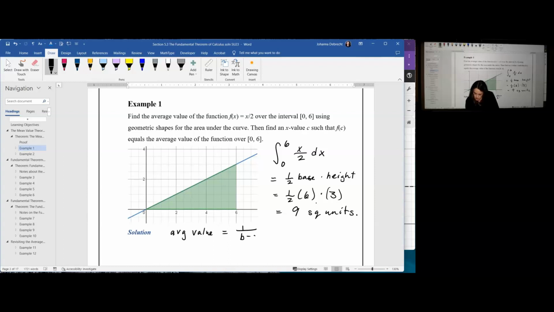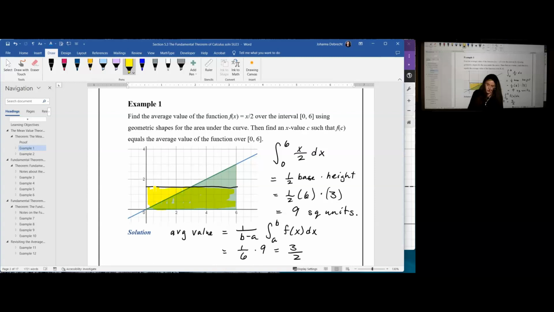Remember that the average value is 1 over the width of the interval times the area on the interval. We already know that the area is 9 square units, and b minus a is 6. So we have 1 over 6 times 9, which gives us 3/2. In other words, coming here to 3/2 and drawing a line, we have a rectangle that has the same area under it as does the green triangle.